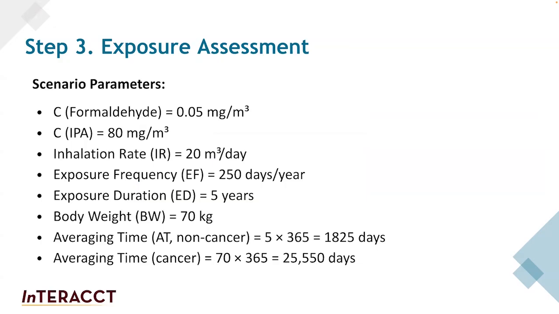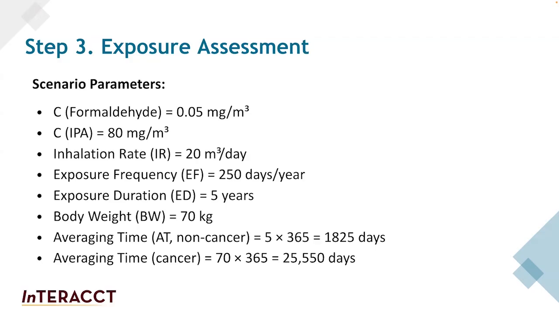Now, let's move on to step 3, exposure assessment, where we quantify how much of a substance a person is actually exposed to. We begin with the scenario parameters. These are the inputs we need to calculate those. The concentration of formaldehyde in the air is 0.05 milligrams per cubic meter, and for IPA, it's 80 milligrams per cubic meter. The inhalation rate is 20 cubic meters per day, which reflects the amount of air a person typically breathes in daily.